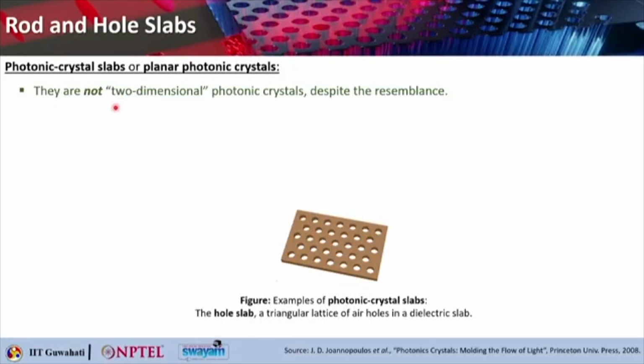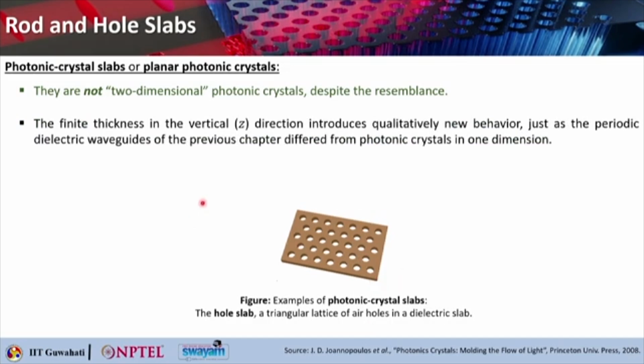These are not perfectly 2-dimensional periodic crystals despite their resemblance. If you remember from the definition of 2-dimensional photonic crystals, the 3rd dimension should be continuous, but here it is not because they have a finite width. This finite thickness is in the vertical or z dimension, if you consider the lateral dimensions to be x and y. This finiteness in the z dimension introduces qualitatively new behavior.